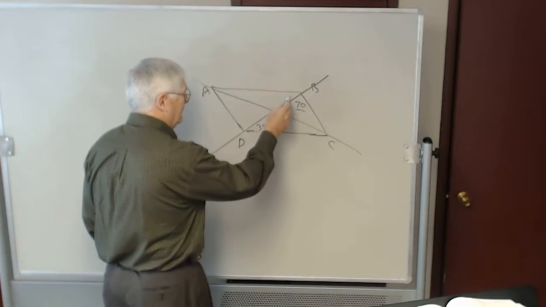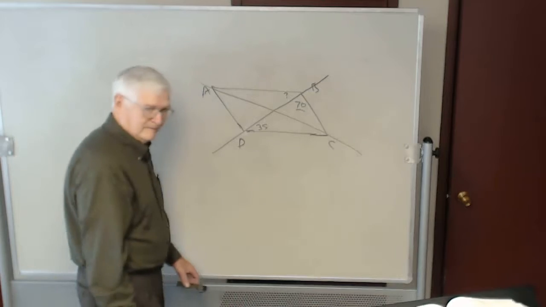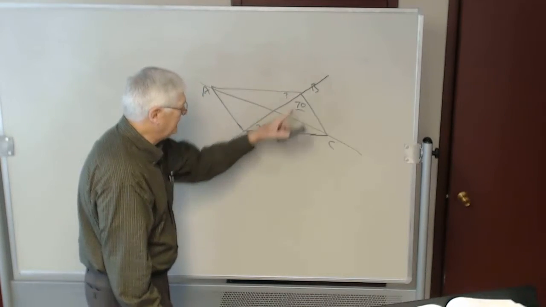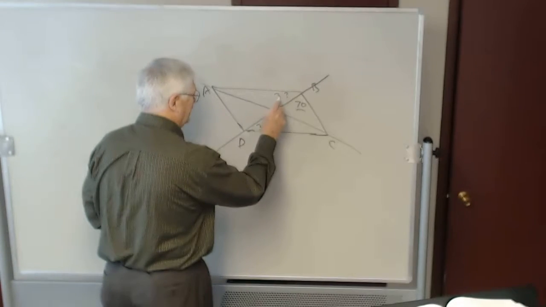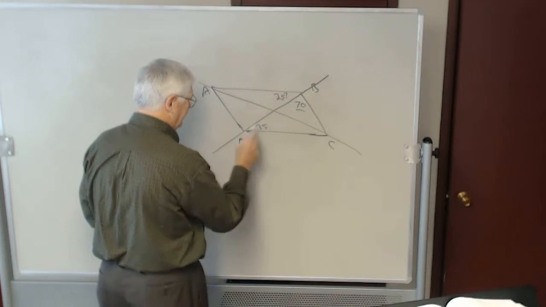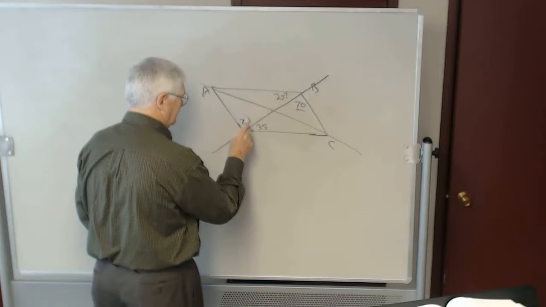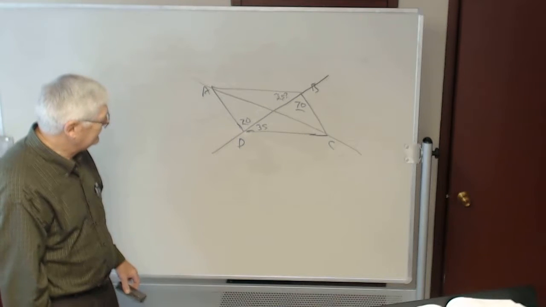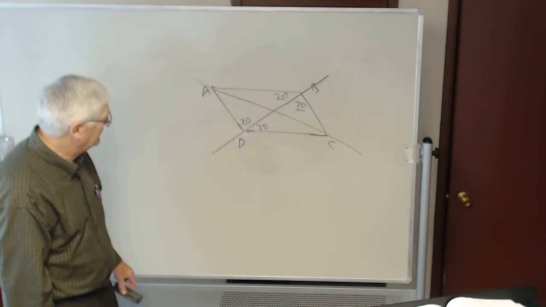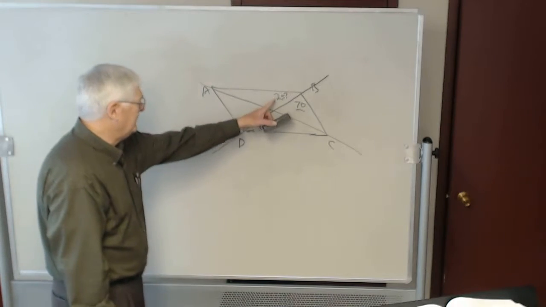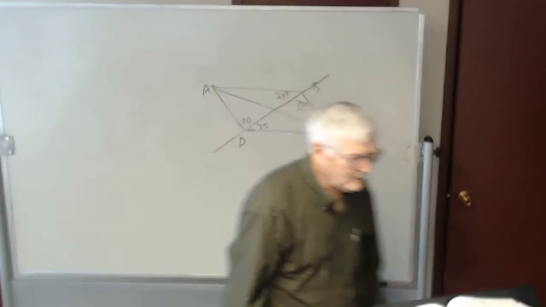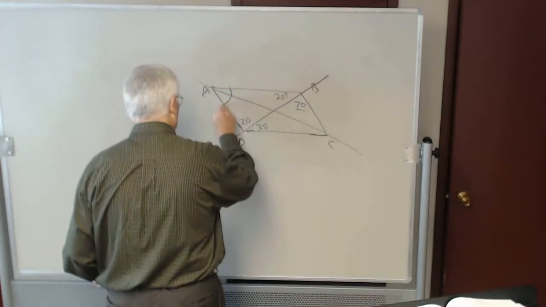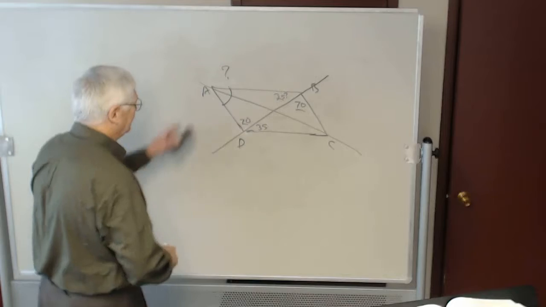If this is 35, what's this? If these two lines are parallel, and this transversal goes across there, it would be 35. And if this is 70, what's this? 70. You follow what's going on? So if this is 35 and this is 70, which angle do they want me to find? BAD. This angle here? Is that what they want?